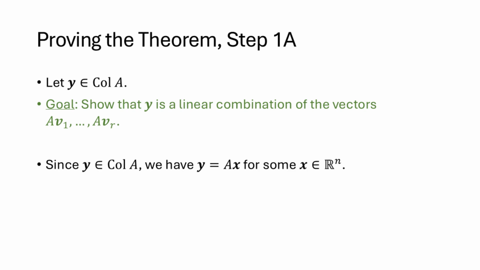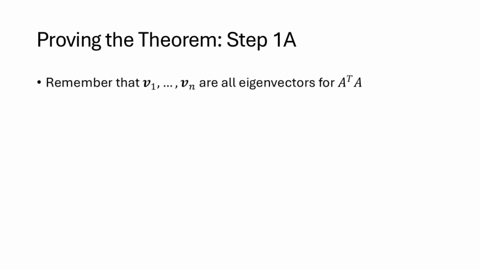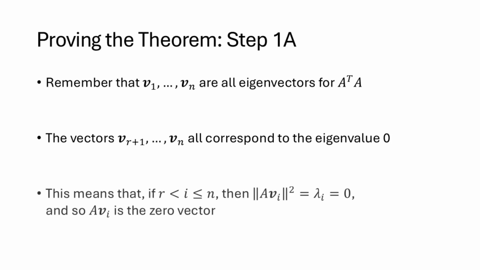Well, since y is in the column space of A, y is a linear combination of the columns of A, which means that y can be written as Ax for some vector x in Rn. And since script B, which is the set containing all the v's, is a basis for Rn, we can write ci for the coordinates of the vector x in that basis B, and that just means that x is a linear combination of the v vectors with the c's as the weights. And remember that these v's are all eigenvectors for A transpose A. The vectors v r+1 through vn all correspond to the eigenvalue 0, but the length of A vi squared is lambda i, and that must be 0 if i is between r and n, not including r, but including n.